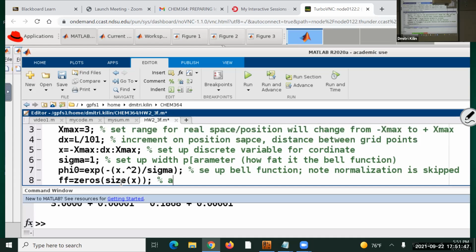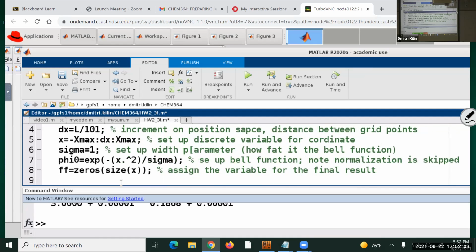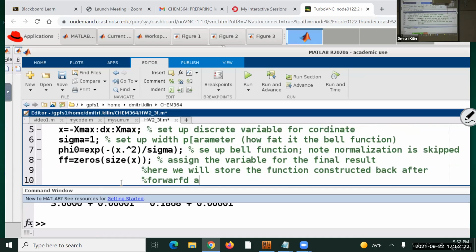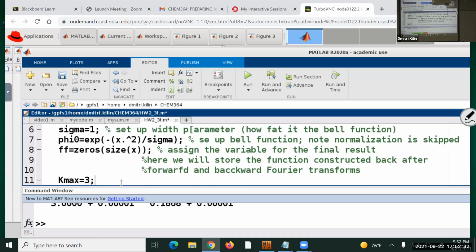FF, assign the variable for the final result. Here we will store the function constructed back after forward and backward Fourier transforms. K max.